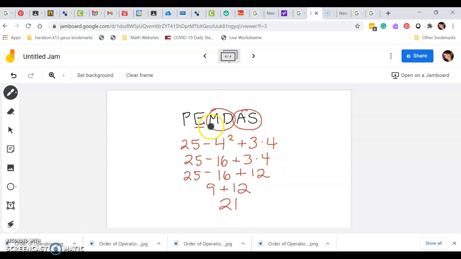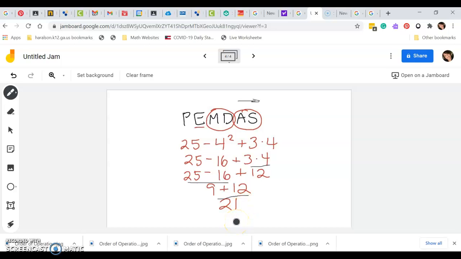Order of operations says we multiply next. So I skip the subtraction and addition and I go over here to multiplication. So 3 times 4 is 12. So my new problem is 25 minus 16 plus 12. Start over again. My next operation is add, subtract. And add, subtract is in order from left to right, just like multiplication and division is left to right. So that means it's okay to subtract first. So 25 minus 16 is 9. And then my last operation is to add the 12 to the 9, and my final answer is 21.